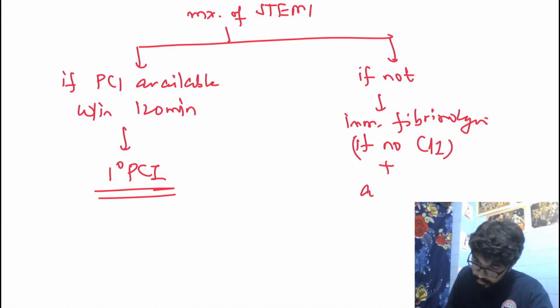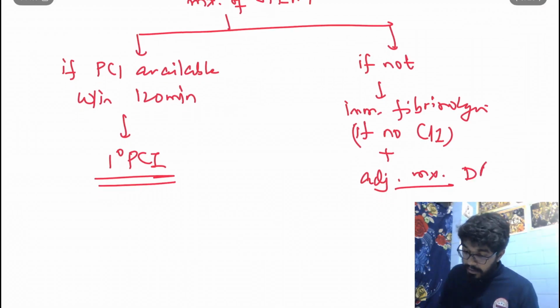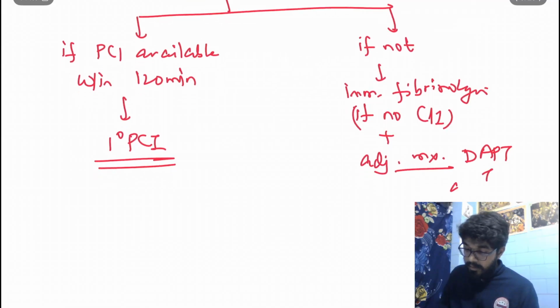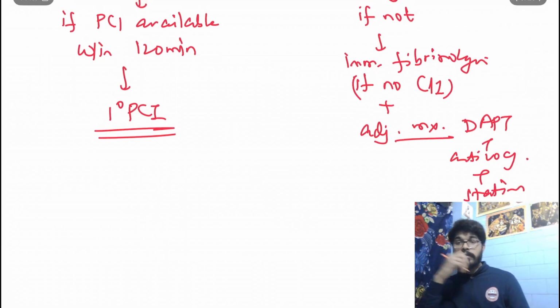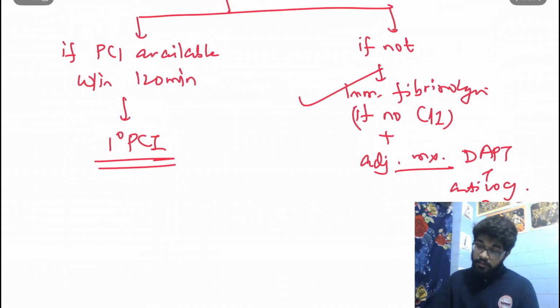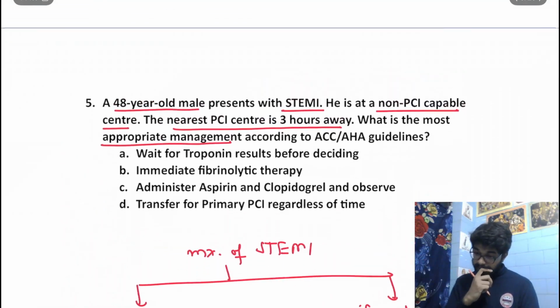contraindications. Along with that we would give adjuvant management. Adjuvant management includes our dual antiplatelet therapy, and we might add anticoagulants. Then we have statins. These are our adjuvant management. But the most important thing is immediate fibrinolysis if there are no contraindications. Okay. Now let's have a look at the question.